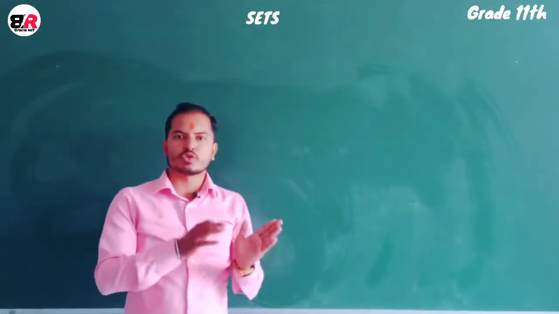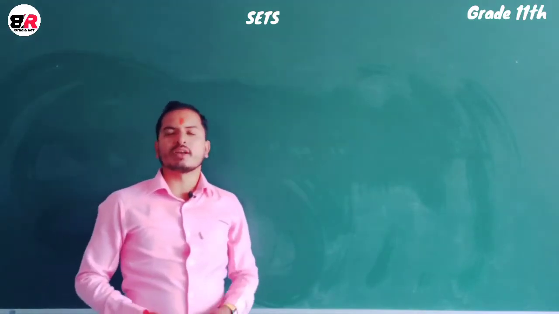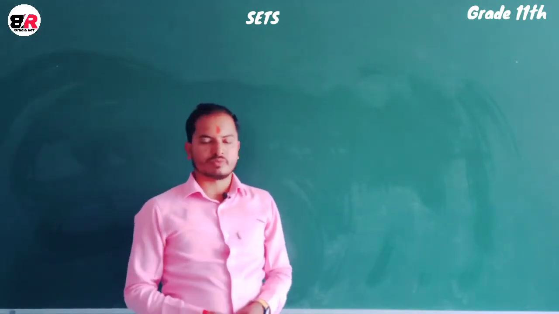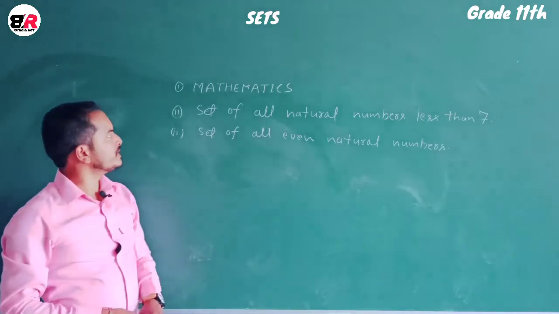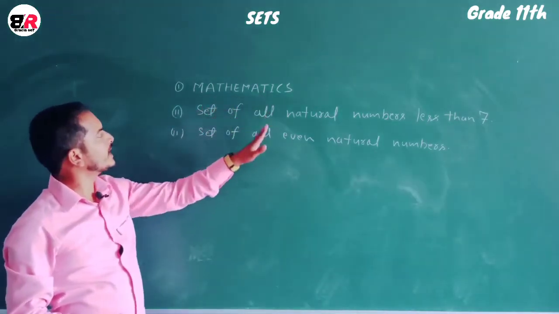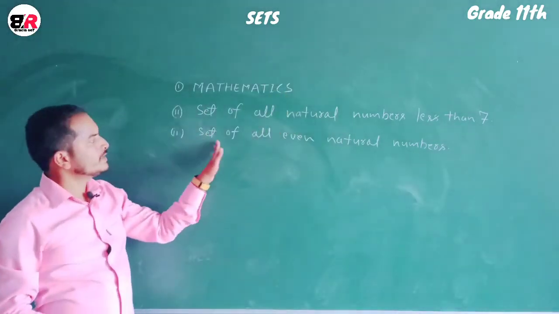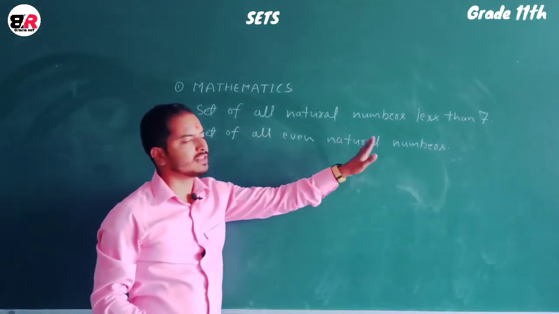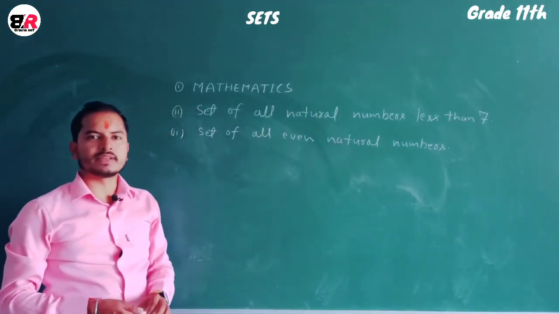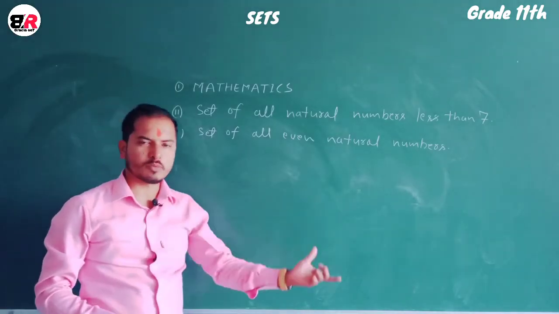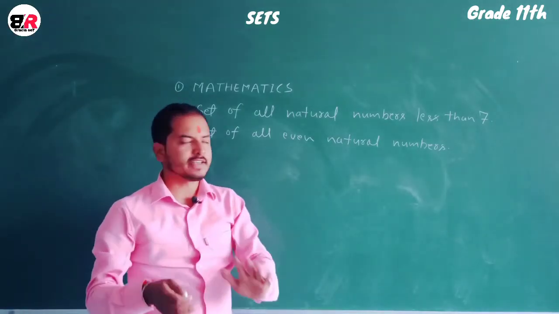Let's take an example related to roster form and set builder form. How we convert roster form into set builder form and how we convert set builder form into roster form. Here I have written 3 examples, that is first one is mathematics, second one is set of all natural numbers less than 7 and the third one is set of all even natural numbers, and we are going to represent these sets in roster form as well as in set builder form.